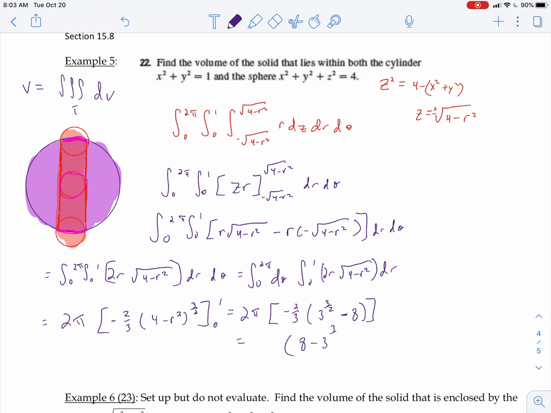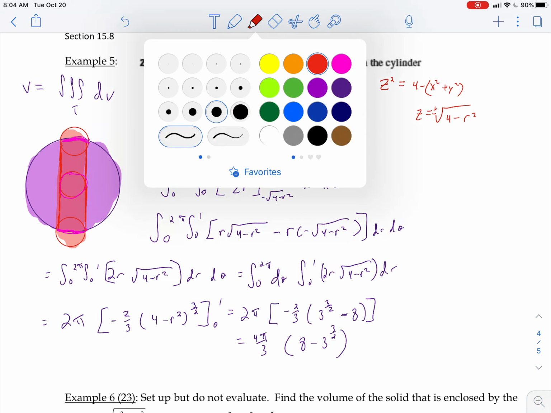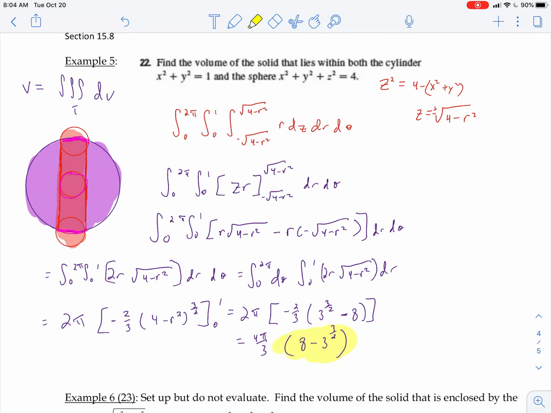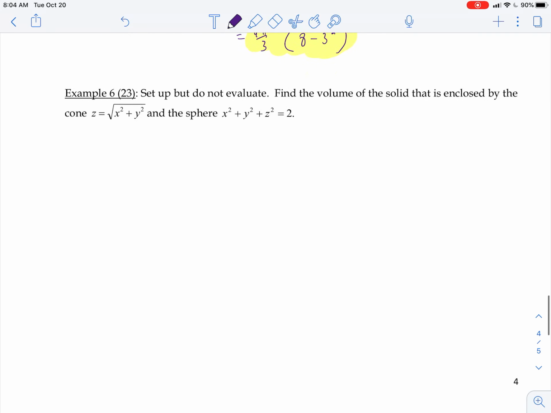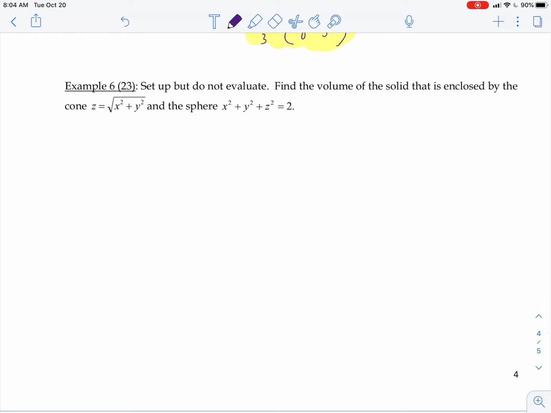And so I'm going to pull out the negative 2/3. Actually, I'm just going to rearrange what's on the inside. So I'm going to say 8 minus 3 to the 3/2 power. So I just changed that negative to get rid of the negative 2/3. And so then it's just going to be 4 pi over 3. All I did was distribute that negative of the 2/3 into there, just to rewrite it so I could have that 8 in front and have that nasty 3 to the 3/2 power in the back.